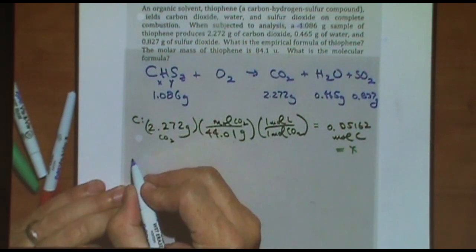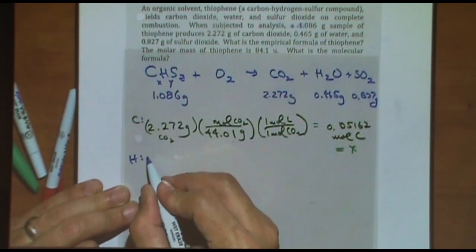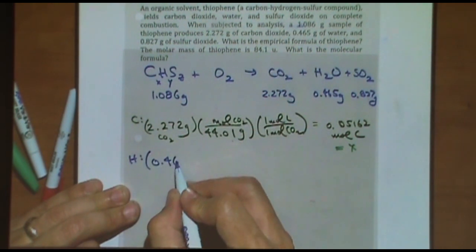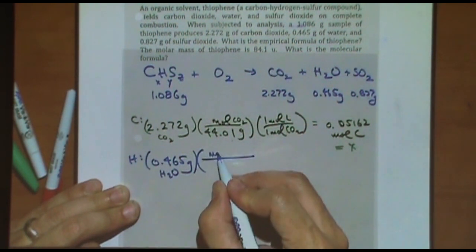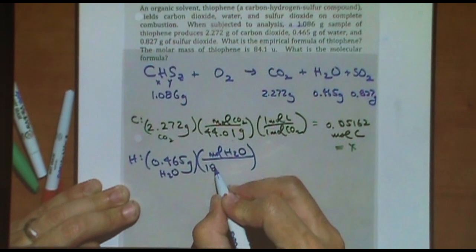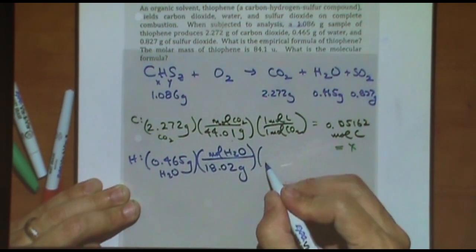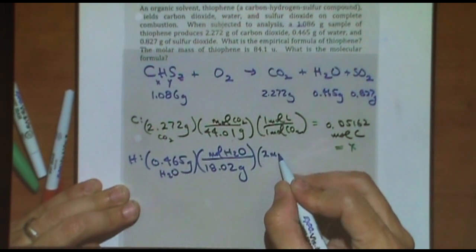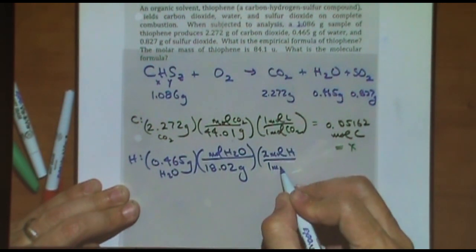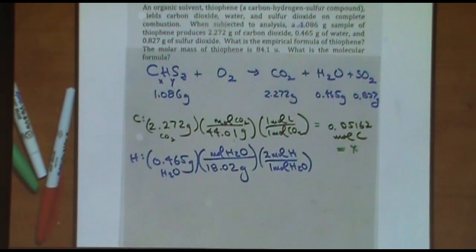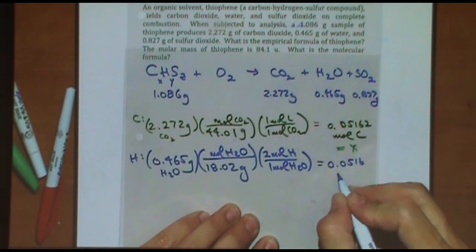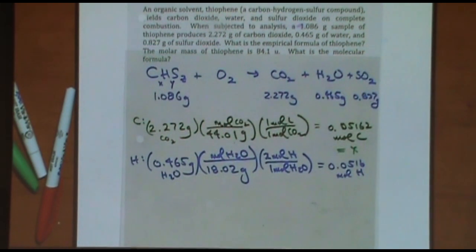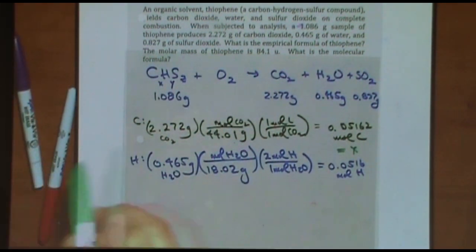Next, going to the next atom, hydrogen. That's only found in water. 0.465 grams of H2O. The molar mass from the periodic table, to change it to moles of H2O, is 18.02 grams per mole. There's 2 moles of H for every 1 mole of water. Or in other words, there's 2 hydrogens in every 1 water. So this, I calculated ahead of time, I got 0.0516 moles of hydrogen. That is what variable? Y, exactly, the Y variable right there.